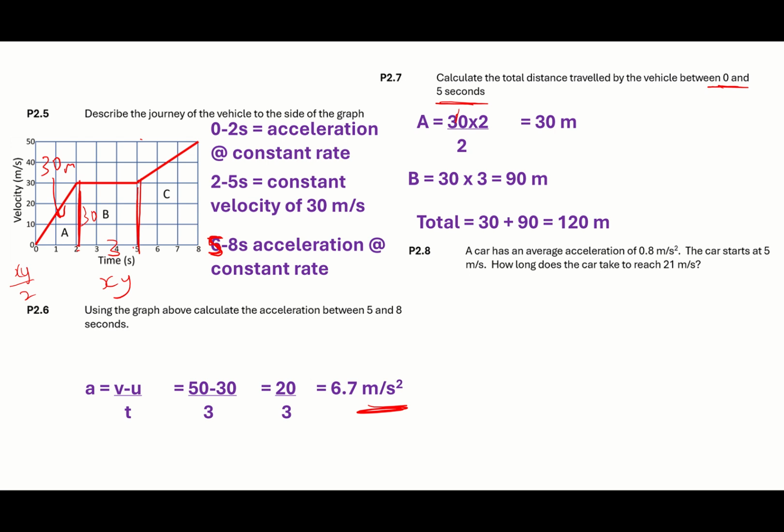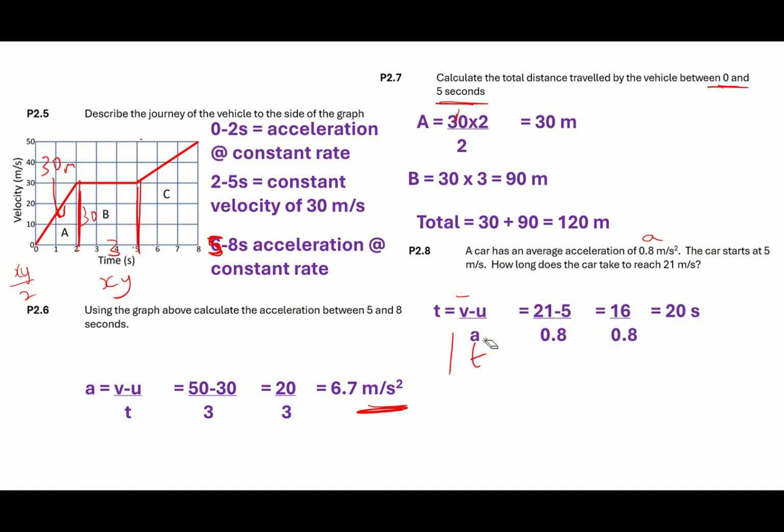Okay, next one. We're going to need our a, v minus u, and t. The car's got an average acceleration, so I'm just going to write an a there, of 0.8 meters per second squared. The car starts at 5 meters per second. How long does it take the car to reach 21? So to reach is the final, so that's 21 minus 5, and we want to find t. So we can now see what's going on here. t equals v minus u over a.